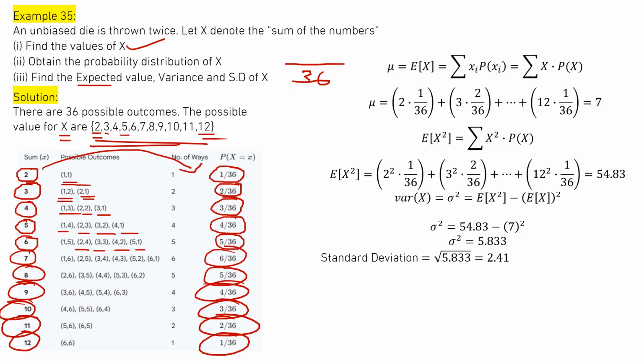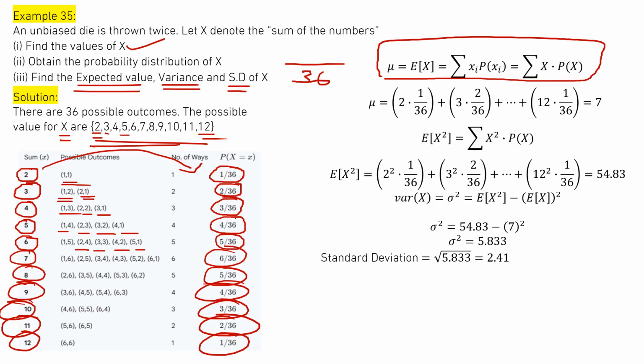What is the last question? Expected value, variance and SD. SD means standard deviation. Okay, so you know that the expected value E of x or mu is equal to sigma x into P of x. What is the first value of x? 2. What is the corresponding probability? 1 by 36. What is the next value of x? 3. Corresponding probability 2 by 36. Like that we have to add everything. So the final one will be 12 times 1 by 36. If you simplify, you will get E of x equal to 7.